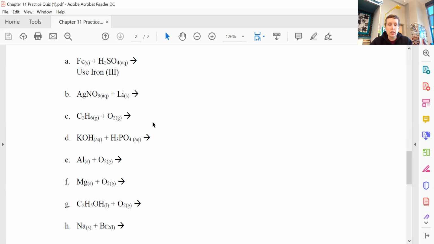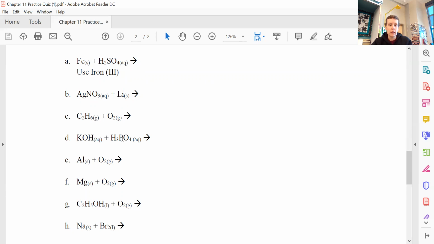Part C, a combustion. We're going to get CO2 and H2O, both gases. And then we have to balance the whole thing. And when we end up balancing it, we'll end up with a 2 in front of our C2H6, 7 in front of oxygen, 4 CO2s, 6 H2Os. Classic combustion.